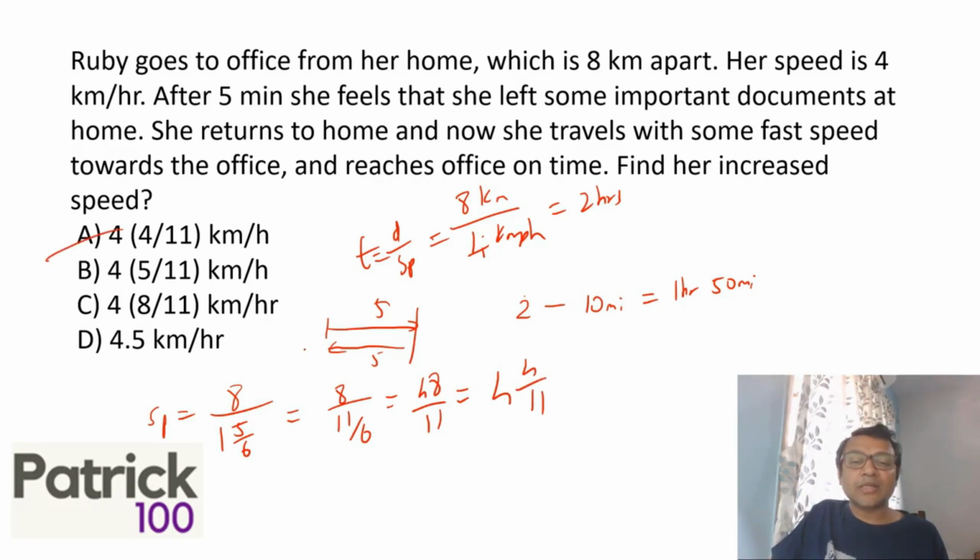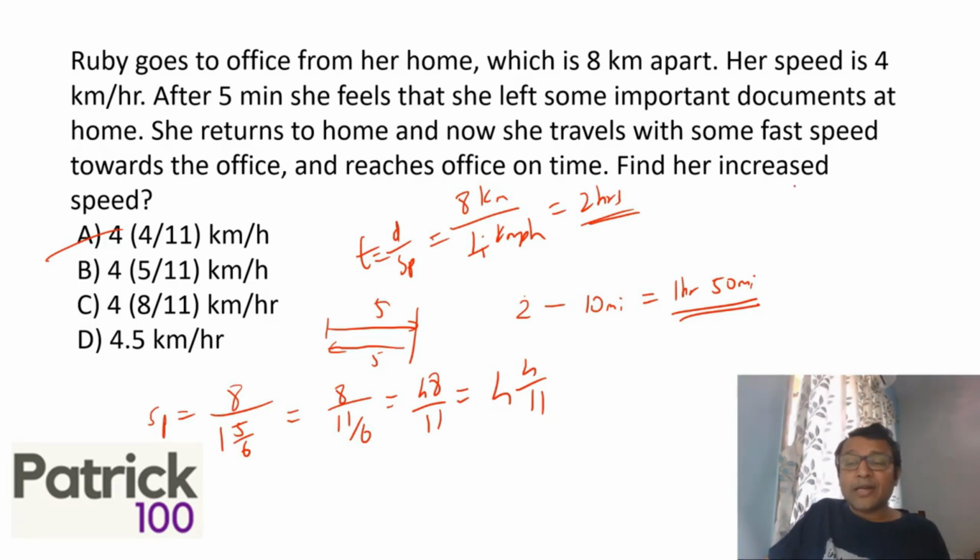So basically, speed is distance upon time. Distance we know is 8 kilometers. You have to find the time. The original time is 2 hours. She has wasted 10 minutes already going forward and coming back. So remove that time, and she has to travel in 1 hour 50 minutes. And from that, you can find the speed.